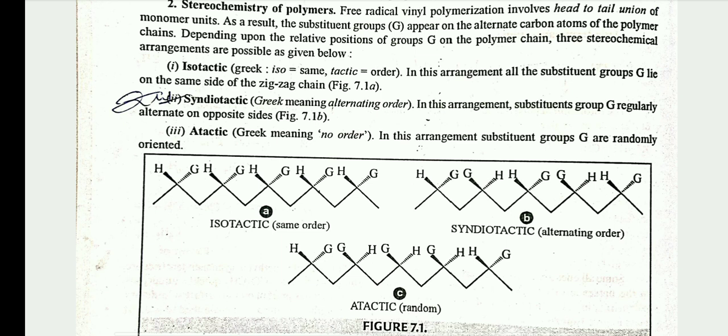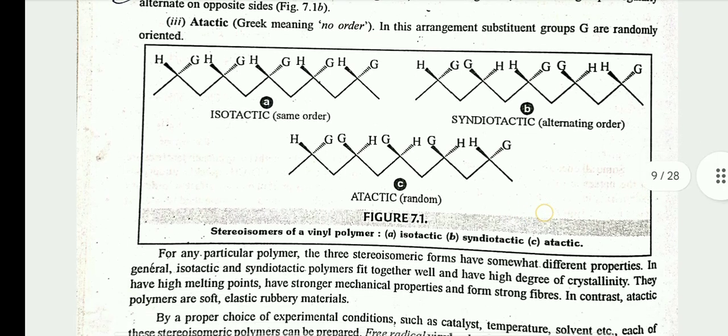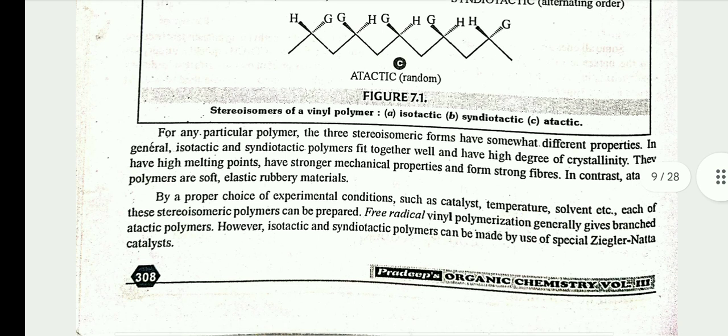Syndiotactic. In this arrangement, substituent groups G regularly alternate on opposite sides. Atactic. In this arrangement, substituent groups G are randomly oriented. For any particular polymer, the three stereoisomeric forms have somewhat different properties. In general, isotactic and syndiotactic polymers fit together well and have a high degree of crystallinity. They have high melting points, have stronger mechanical properties, and form strong fibers. In contrast, atactic polymers are soft, elastic, rubbery materials.